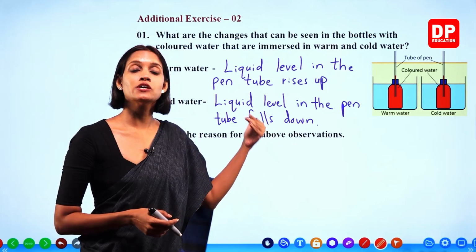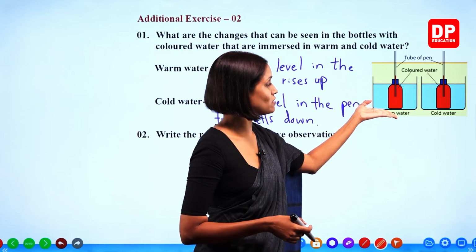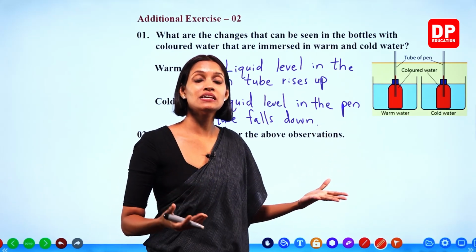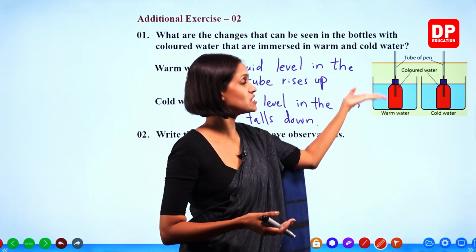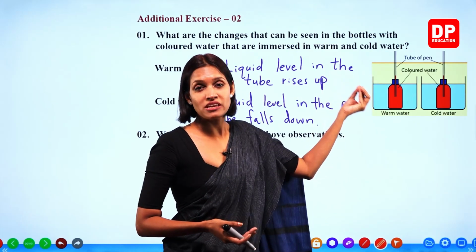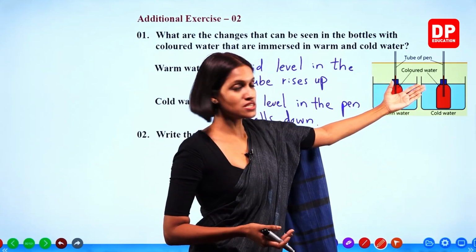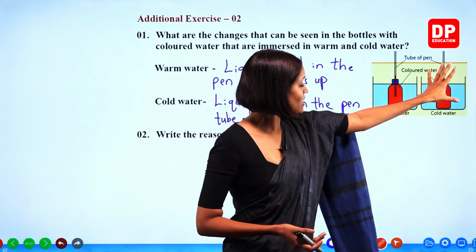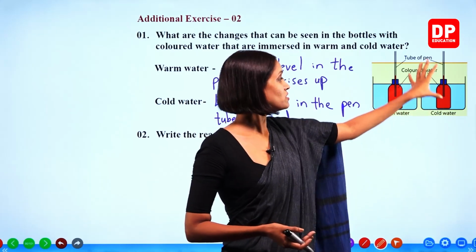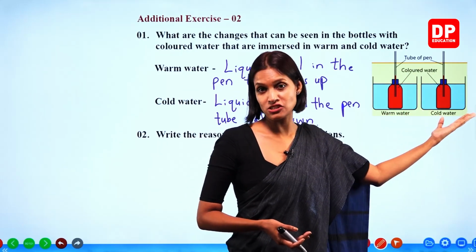Now we know this happens because of contraction and expansion, right? When you immerse this colored water in warm water, it absorbs heat and its temperature increases, right? When it gets heated up, the volume of the liquid increases, and this is called expansion. Here, the opposite takes place. When you immerse this colored water bottle in cold water, that colored water cools down. Therefore, the liquid level or the volume decreases, and this happens because of contraction.